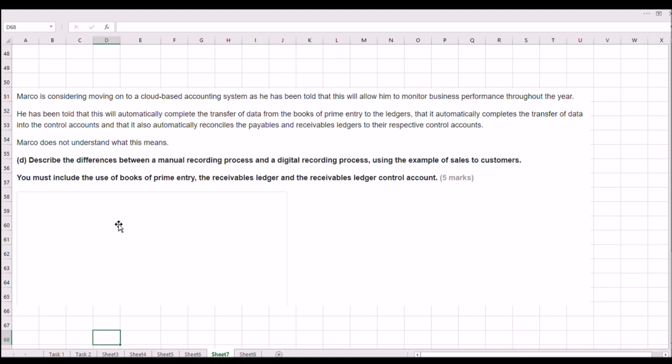Marco does not understand what this means. Okay. The difference between a manual and a digital. So really, what we just explained had nothing to do with the cloud bit. Manual versus digital.